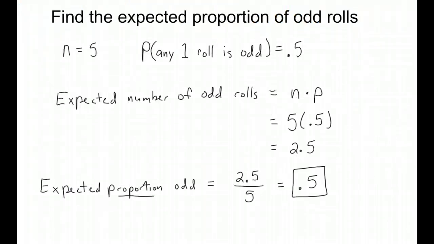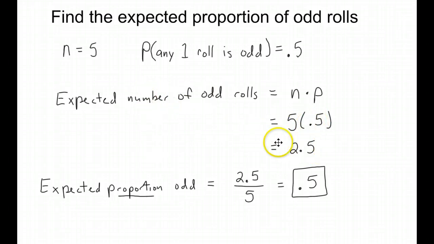Now find the expected proportion of odd rolls of the 5 rolls of the die. So we're rolling it 5 times. The probability any one roll is odd is a half. There's a 1, a 3, and a 5, and that's the odds, and then there's 6 total, so 3 out of 6 is a half. So the expected number of odd rolls, if I'm rolling 5 times, that's n. p is 0.5, so 5 times 0.5 is 2.5.